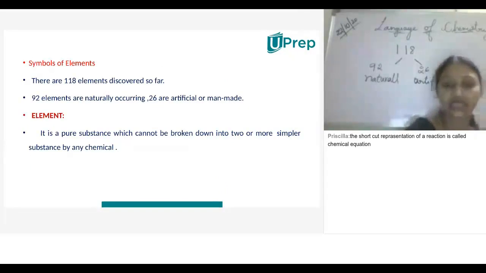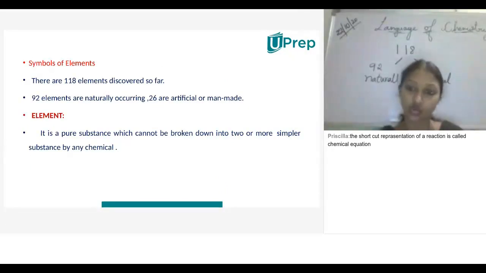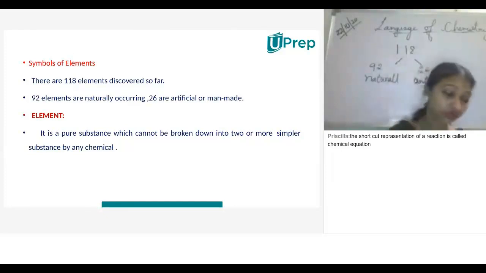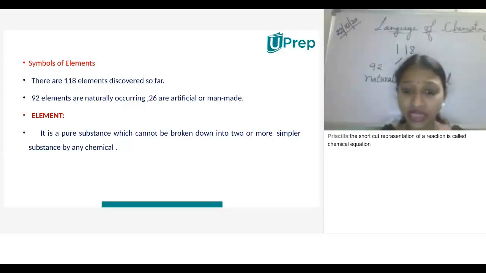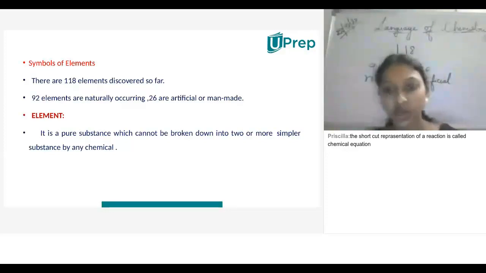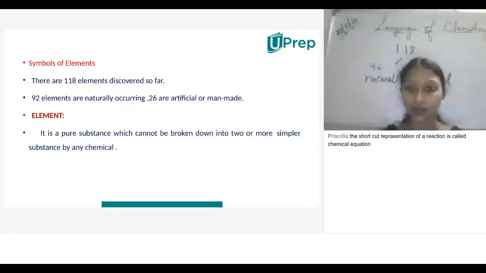So we can see that 118 elements were discovered so far. How are these 118 elements obtained? 92 elements are present under the earth's crust in the forms of minerals and rocks. Understood? Within that 118, 92 occur naturally and 26 are artificial or man-made. How were they obtained?